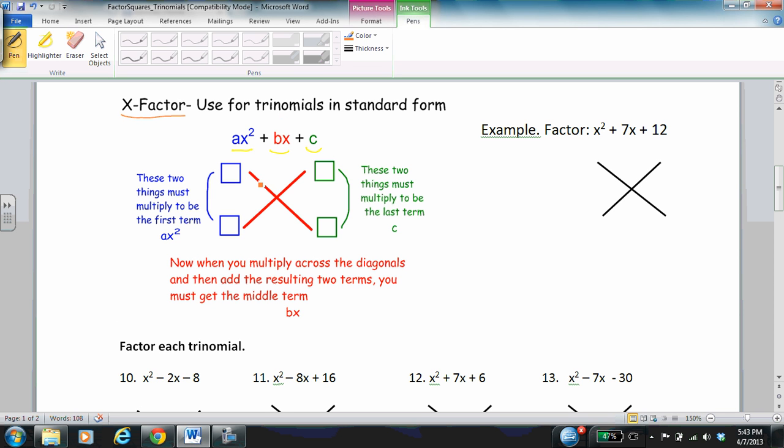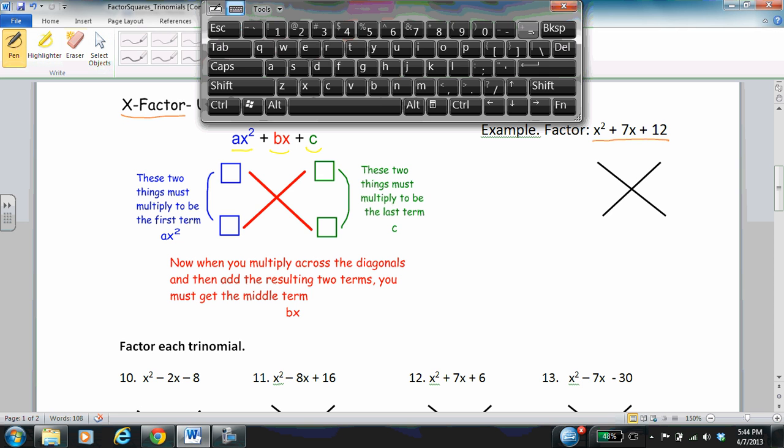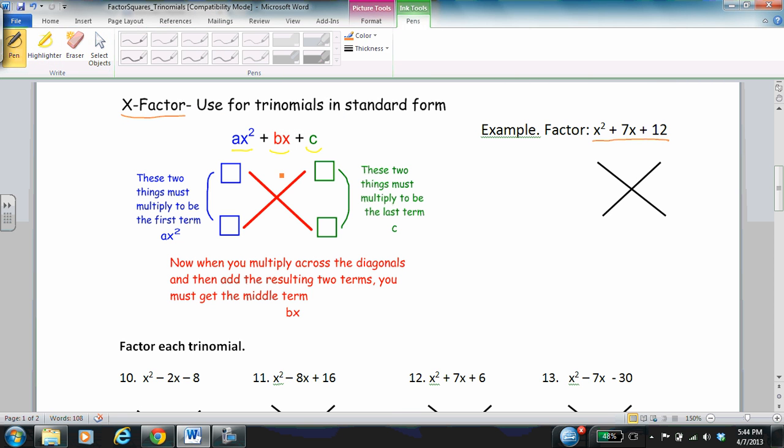Word of caution. So whenever you have a trinomial in standard form, like this one over here, x squared plus 7x plus 12, the key is that once I draw my x, as I've already done here, I have to find two things that multiply to give me the first term, ax squared, or in this case, just x squared. So these two spaces in the x factor have to multiply to give me the first term. So what are two things that multiply to give me x squared? That's right, x and x.